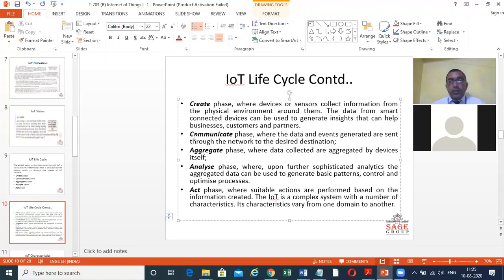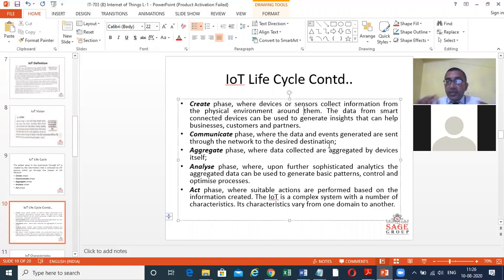Okay. Now, second is the communicate phase, where the data and events generated are sent through the network to the desired destination. Means how it will communicate. Communicate means, see, the create phase collects the information. The communicate phase is where the data and events generated are sent through the network to the desired destination. That is the communicate. Third is the aggregate.